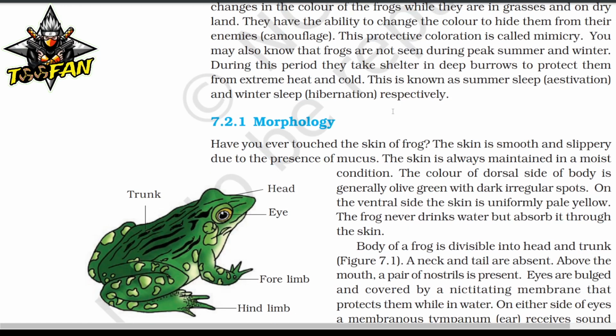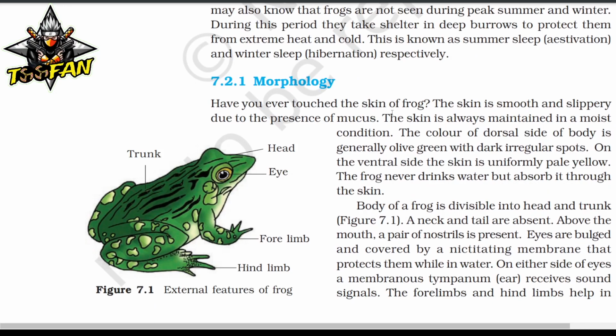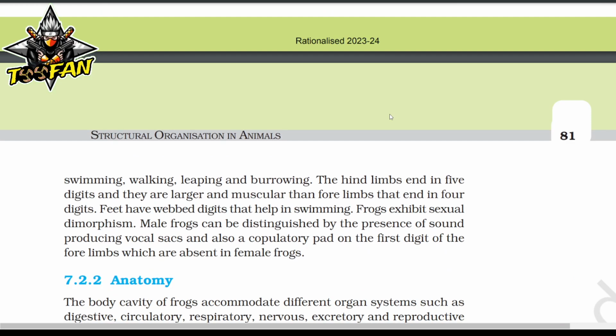The body of a frog is divisible into head and trunk. A neck and tail are absent. Above the mouth, a pair of nostrils is present. Eyes are bulged and covered by a nictitating membrane that protects them while in water. On either side of the eye, there is a membranous tympanum. The ear receives sound signals. The forelimbs and the hind limbs help in swimming, walking, leaping, and burrowing.